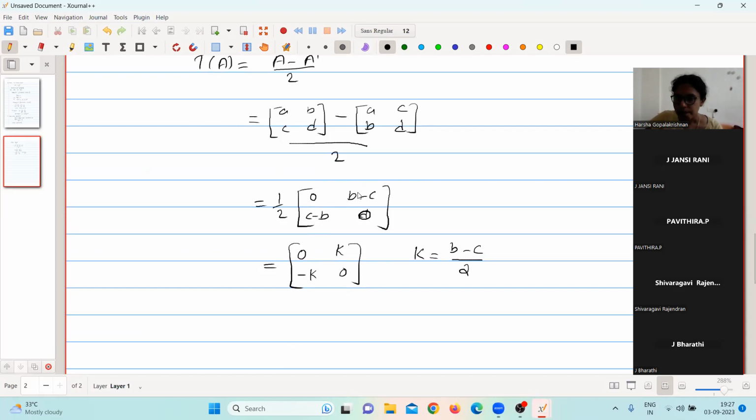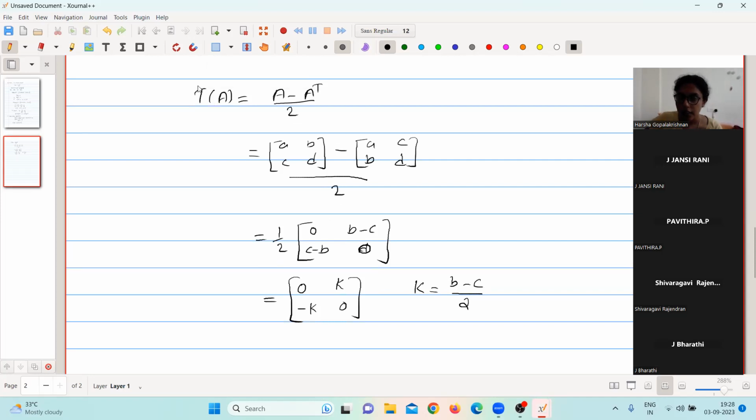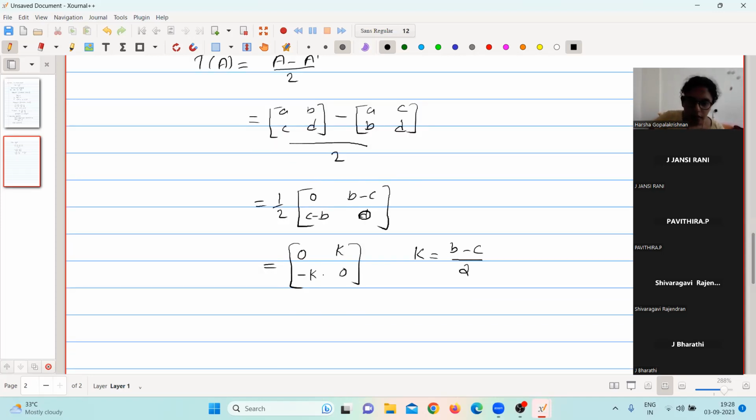Instead of two variables, both are the same; it is just the negative of the other. So instead of (B minus C) by 2, if I am giving K, here I will get K, and here I will get minus K. So only one variable is involved in the range. T of A constitutes the set of all elements in the range, and in this only one variable is involved. So from here also we can say the dimension of range of T equal to 1.